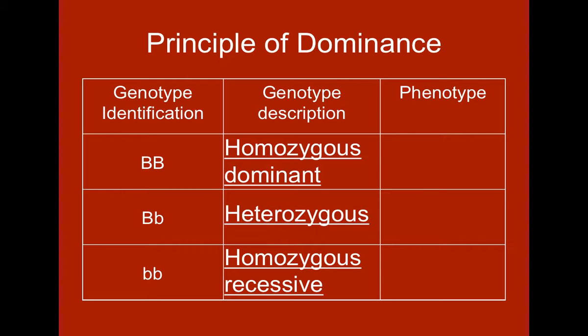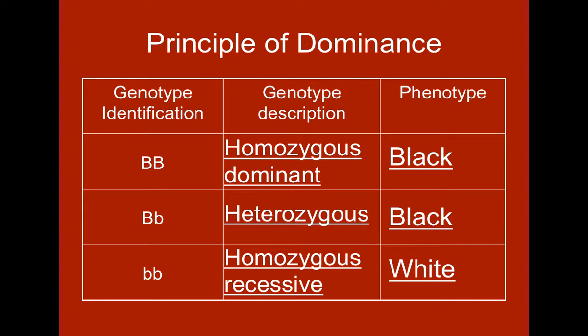So what would we see physically on the outside? Well, with capital B capital B, both of those make black. With capital B little b, the black overpowers the white, and we will see black. And then with little b little b, we will see white because both of those alleles are for the white color.